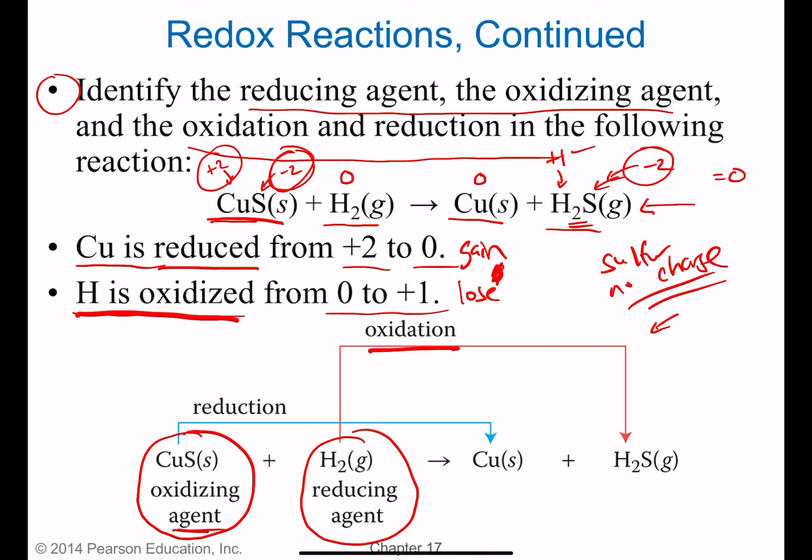Usually when we have the word agent in front of it, it's what is the substance responsible for the oxidation and reduction, as opposed to what is the element that's responsible for it. So if you were to go into the stockroom of the chemistry laboratory, you don't pull copper ion off the shelf, you pull copper sulfide off the shelf. So that's why the copper sulfide is being called the oxidizing agent, not the copper. And then for the hydrogen, we're not saying hydrogen is the reducing agent, we're saying that the hydrogen gas, the diatomic hydrogen gas, is the reducing agent.